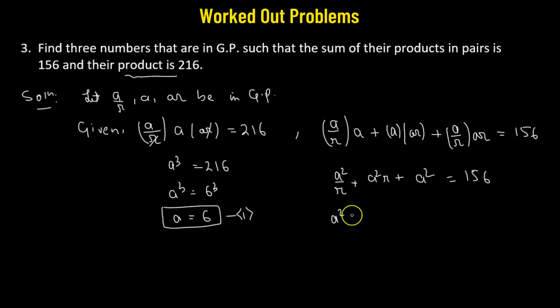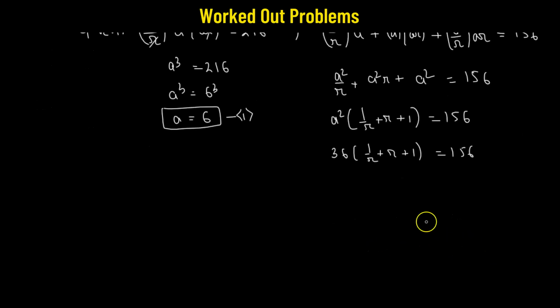This is equal to 156. So here we can take a squared as the common factor. So we have a squared times (1 over r plus 1) equals 156. We have already obtained the value of a here, so we'll replace a with 6. We're going to get 36 multiplied by (1 over r plus 1) equals 156. Now, we know that 12 times 3 is 36 and 12 times 13 is 156. So we have 3 multiplied by (1 over r plus 1) equals 13.